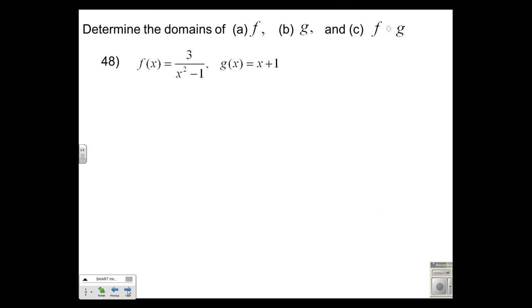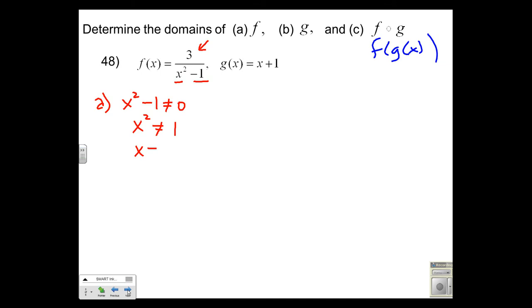Okay, determine the domains of f, g, and f of g. Again, Fogg, f of g of x. All right, we want to determine the domains of f. Well, when I look at f, no problem with the 3 in the numerator. I can square any number I want. I can subtract 1 from any number I want, but I cannot divide by 0. So x squared minus 1 cannot equal 0. X squared cannot equal 1. X cannot equal plus or minus 1.